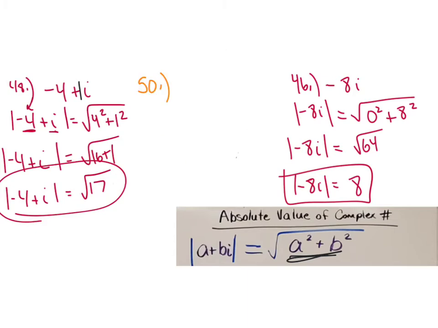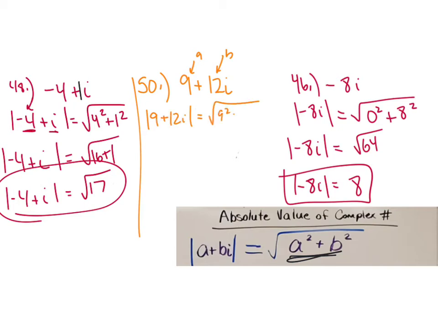Now 50 says, what is the absolute value of 9 plus 12i? Even though it's a multiple choice question, I still need to see work. If you don't do any work, you're not going to get credit. So you're going to show me that this is a and this is b. The bars mean absolute value, so this is like your label, equals the square root of 9 squared plus 12 squared.